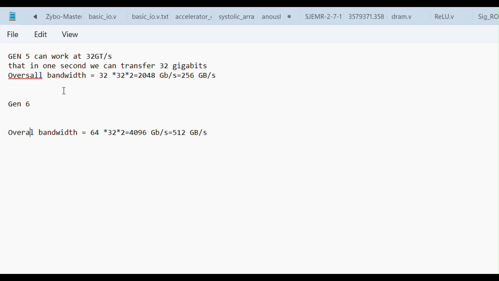So Gen 6 works at 64 giga transfer per second. As we are calculating for 32 lanes, and we want to calculate for both transmit and receive, we multiply by 2 and we get our calculations like this.